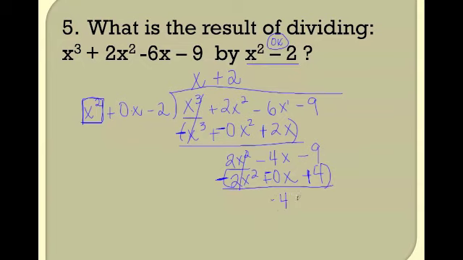I have negative 4x here and minus 5. So there's nothing that multiplied by x squared is going to give me that negative 4x. So this is my remainder. So again, I write it with my remainder over what I was originally dividing by. So this is my final answer.